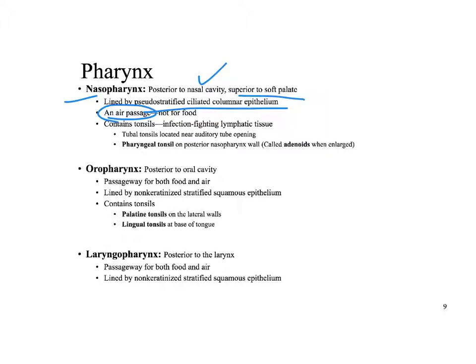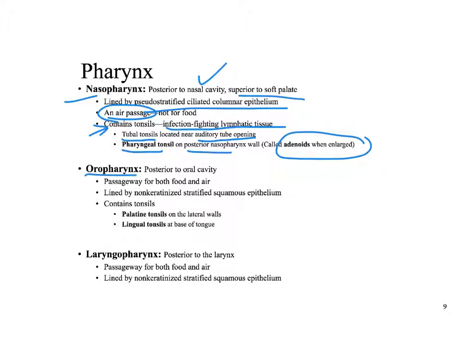Now it does have tonsils in there. The tonsils are part of our immune system. There are tonsils called tubal tonsils near the auditory opening, so near where your ear is. And then there's also pharyngeal tonsils, which are on the posterior wall. When they're enlarged, we call them the adenoids. So people say, I'm getting my adenoids removed. That's their pharyngeal tonsils.